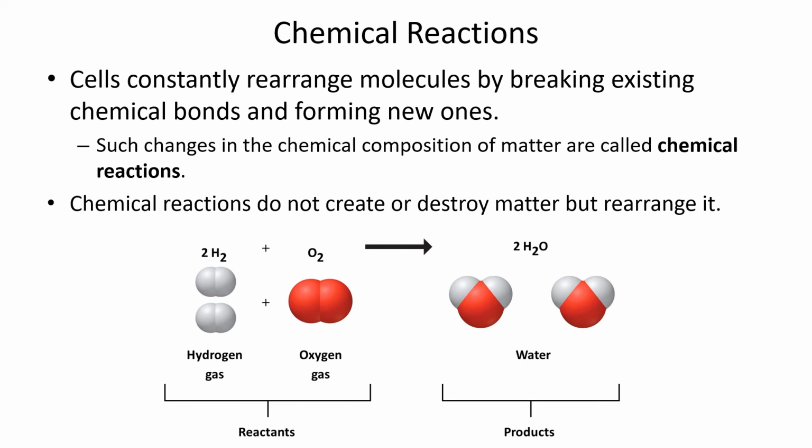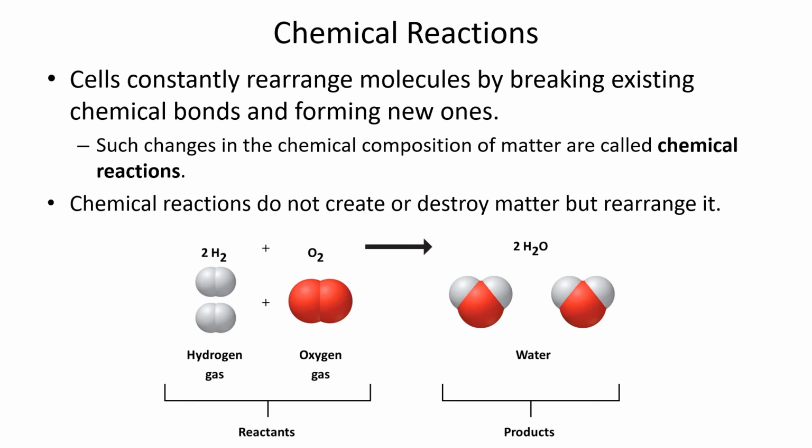Before I talk about the special properties of water, I just want to mention the idea of these chemical reactions. And so cells are constantly going to rearrange molecules in our body. They're going to break bonds and form new ones. And when we do things like this, it's called a chemical reaction. And in a chemical reaction, you're not creating or destroying matter, so the number of atoms are always going to stay the same, but you can rearrange what things are bound to.